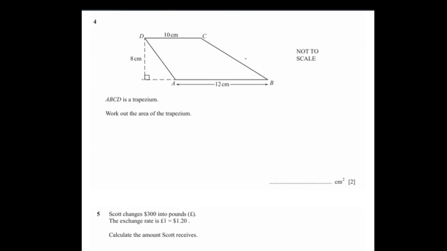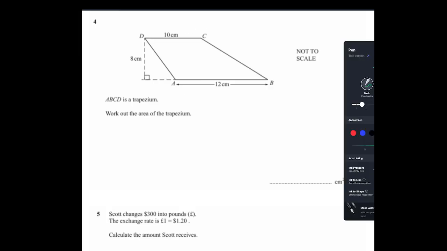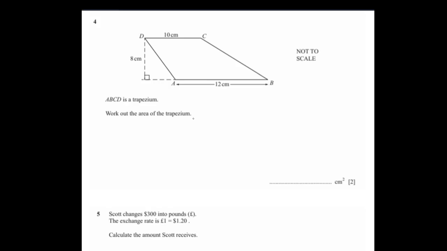Question number 4. ABCD is a trapezium. Work out the area of the trapezium. We need to find the area of this trapezium. The area of a trapezium is half into height into (a plus b), the parallel sides. So half into 8, multiplied by (10 plus 12). That is half into 8 into 22. 2 times 4 is 8, so 4 into 22 will be 88 centimeter square. This will be the area of this trapezium. Question number 4 is done.